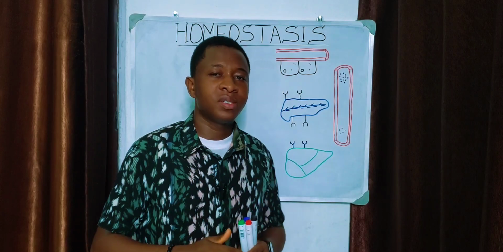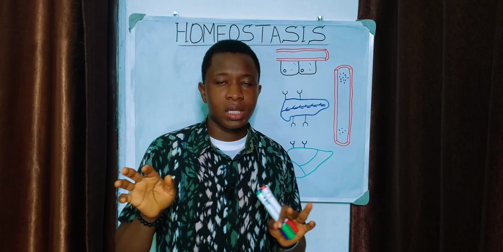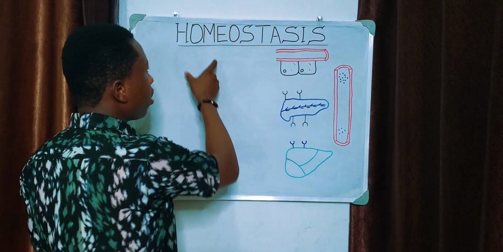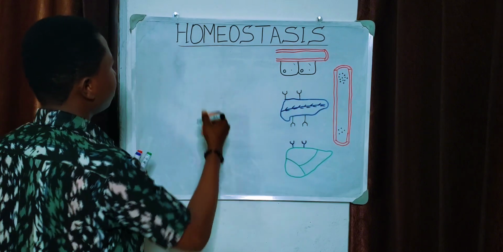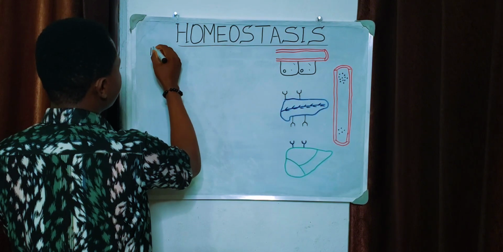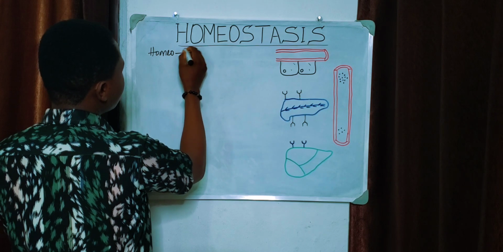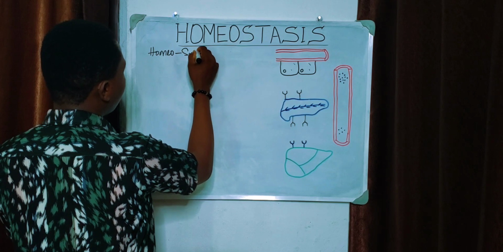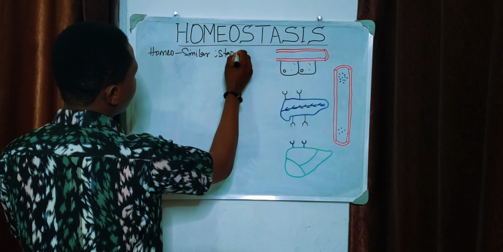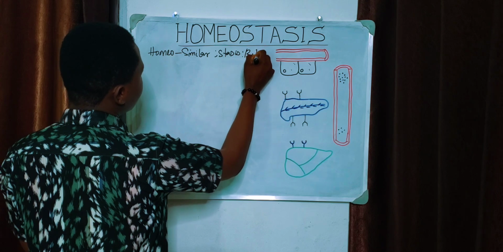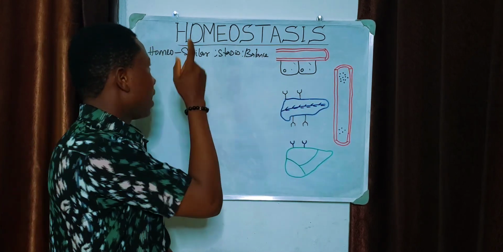Homeostasis is simply the regulation of a fairly constant internal environment. As simple as that. Like the name implies, homeostasis: homeo actually stands for similar, so let's write that down. Homeo, similar, and stasis, balance. So homeostasis is simply similar balance.